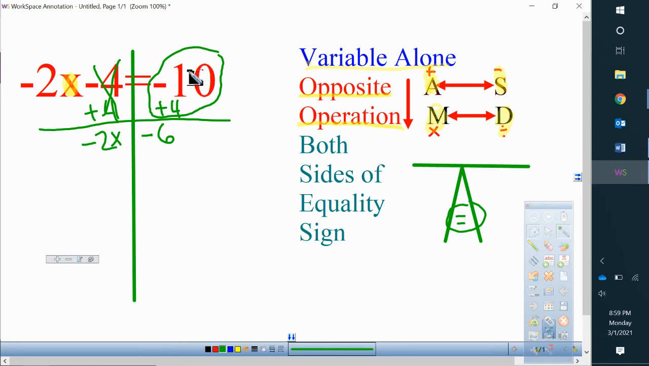So imagine you owe somebody $10 and you give them 4, you still owe them 6 because you have more negatives than you do positives. Now, negative 2 times some number equals a negative 6.